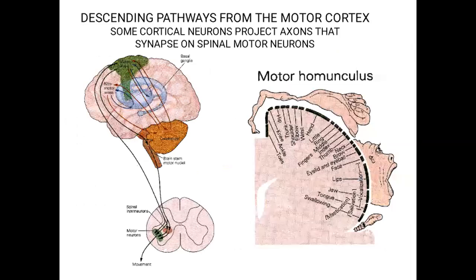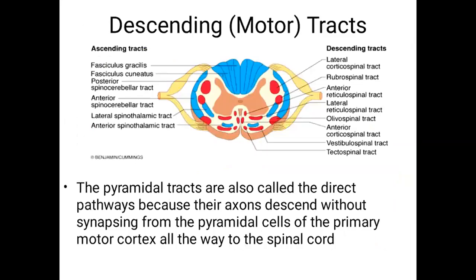Descending tracts. Descending tracts are otherwise also called motor tracts. These arise from the cerebral cortex, and there are two types of descending tracts: pyramidal tracts and extrapyramidal tracts. Clinically, these two tracts are considered together because these two tracts are different.